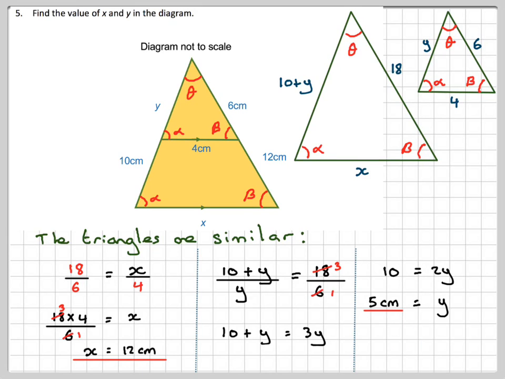This has been a video to show you how to use a triangle in a triangle and use similar triangles in order to calculate some unknown lengths.